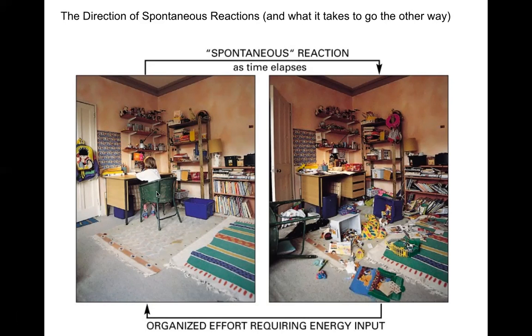On the other hand, if the boy, his parents, the housekeeper, the cleaning lady, whoever it is, do not do anything, if no human being does anything, no effort, no energy, no time spent, over time, slowly, that ordered room is going to turn into chaos. So the reaction from order to chaos is spontaneous. It requires no effort and no energy. The opposite is not spontaneous. It requires energy. And this is basically how the universe works.